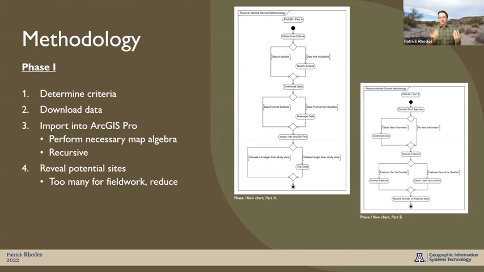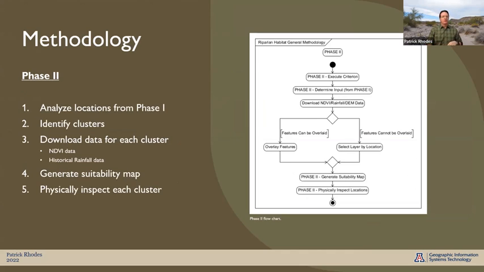Even that, I knew it was going to reveal too many sites because I intended on doing field work. So I wanted to get it down to just 2 different sites, which is phase 2. These 2 different sites were manually determined by me because I was looking for clusters on a map, and you could have done that programmatically. So I identified 2 main clusters, and then I downloaded the NDVI data and historical rainfall for those 2 clusters, and then generated a suitability map based on that, which we'll see. And then I physically inspected that, which we'll see as well.